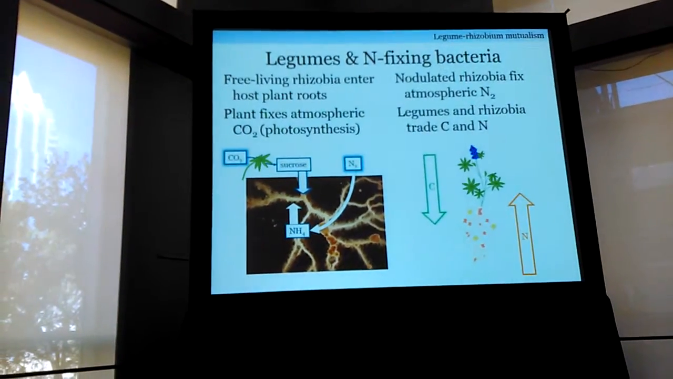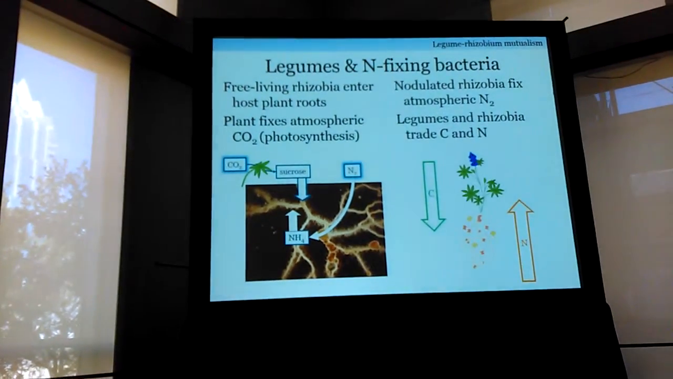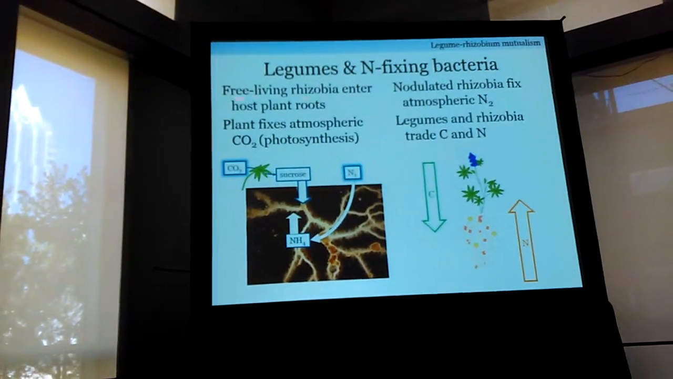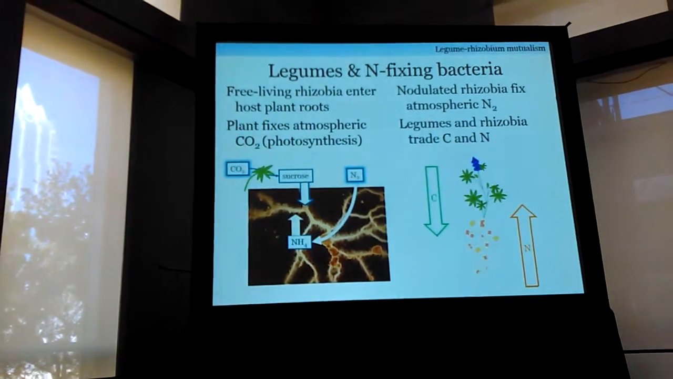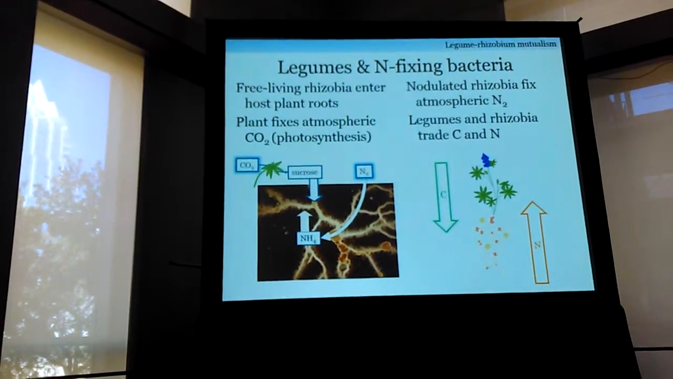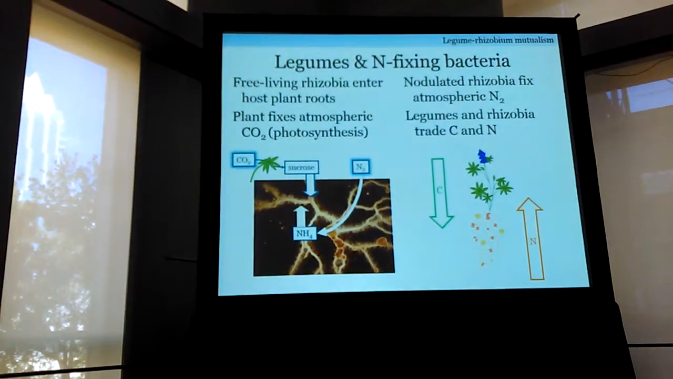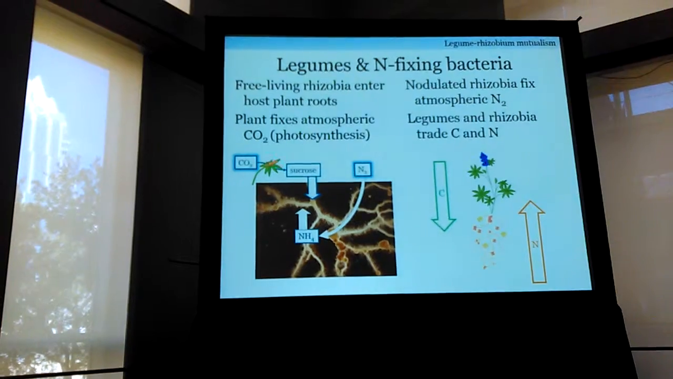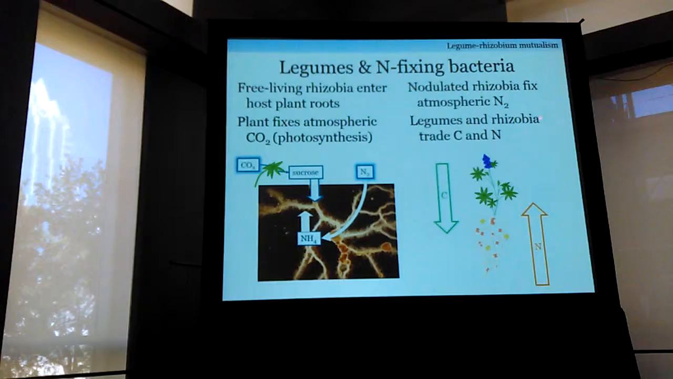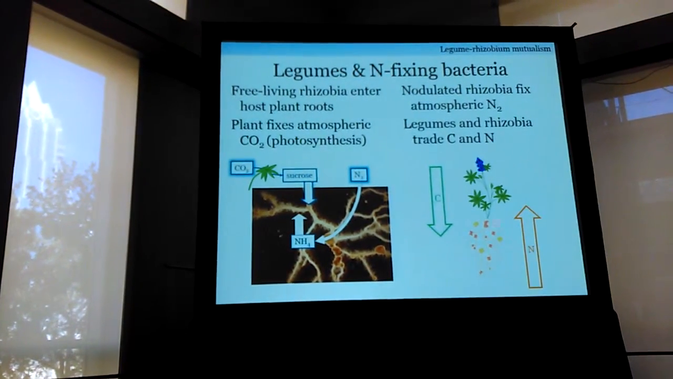So just to bring everybody up to speed on the system, legumes are plants. They enter into a symbiosis in which free-living rhizobia that live in the soil enter host plant roots. The plant produces a nodule, and the nodulated rhizobia then fix atmospheric nitrogen from the atmosphere, and of course plants are fixing carbon dioxide through photosynthesis, and then the legumes and the rhizobia trade these 2 resources, the carbon and the nitrogen, as you can see here.